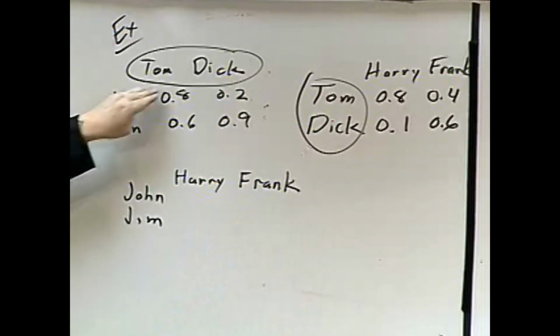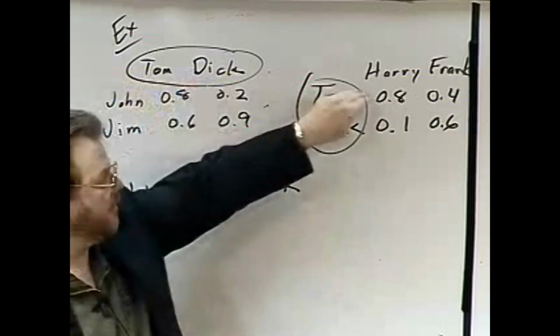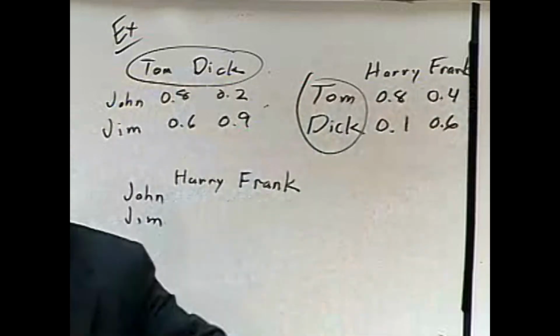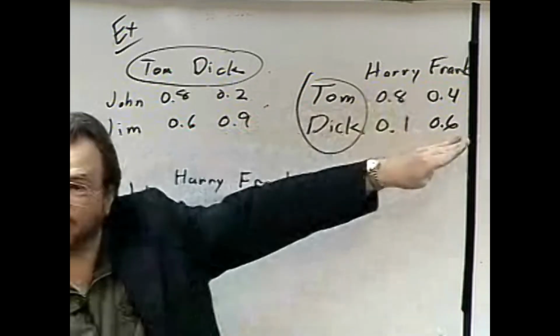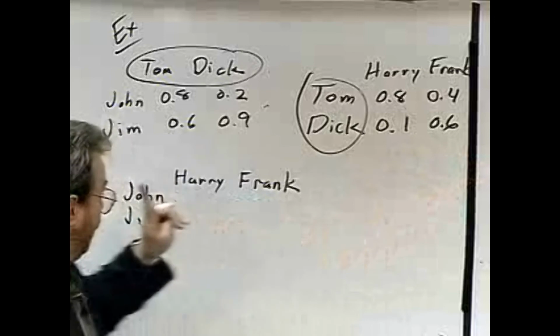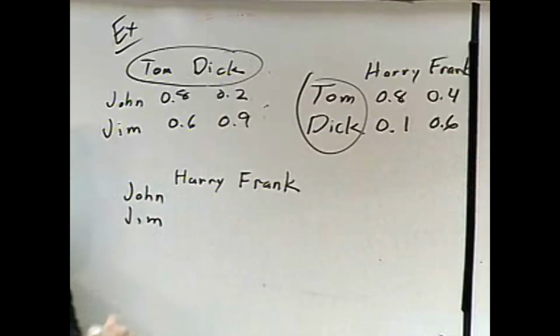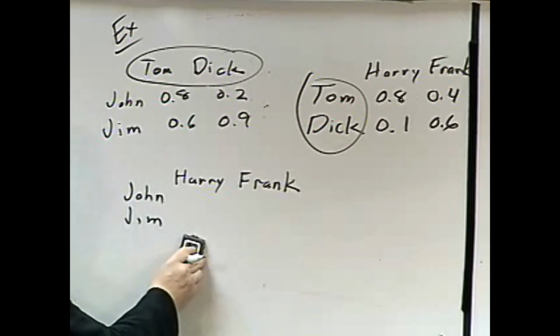Now, John and Jim are linked to Tom and Dick, who are linked to Harry and Frank, so we should be able to combine these resemblances into a composite statement about the resemblance of John and Jim to Harry and Frank. You get the idea? And what it boils down to, believe it or not, is actually a min-max matrix multiplication, which I will show you.